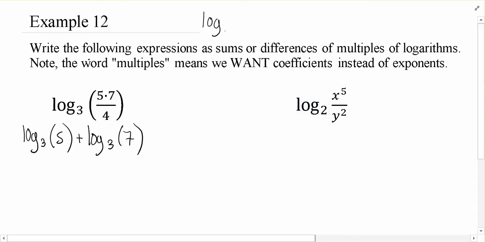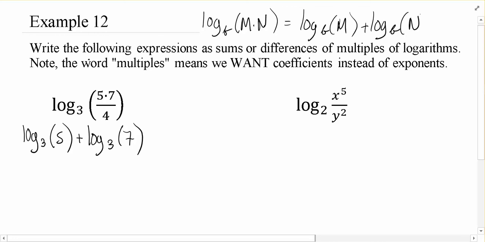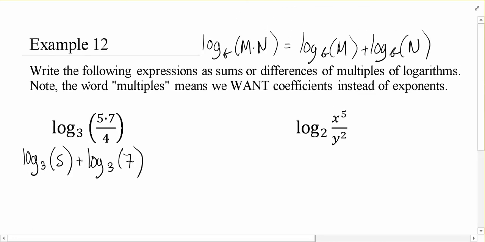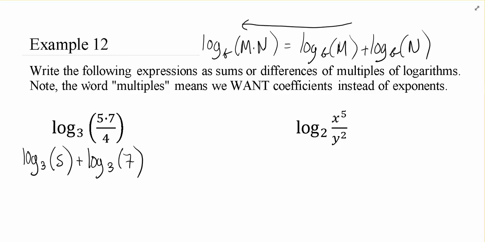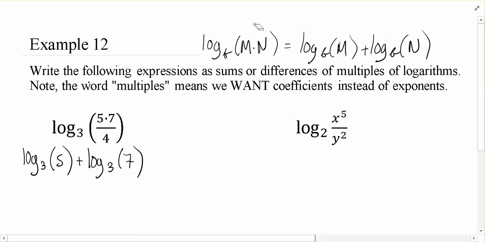So remember that rule was log base b of m times n equals log base b of m plus log base b of n. Previously, when we were writing single logarithms, we were going right to left. So what we're doing differently now is now that we want multiples of logarithms, we're going left to right.